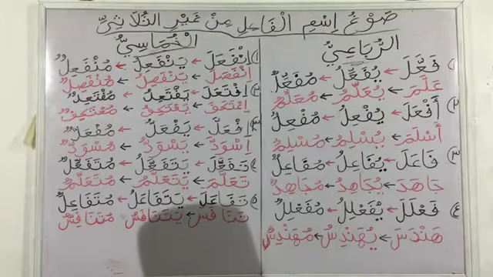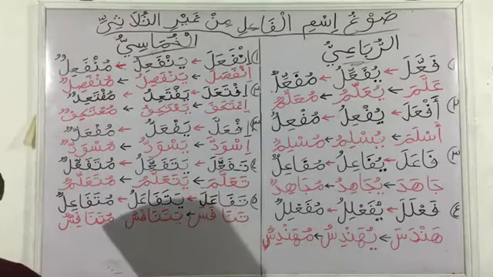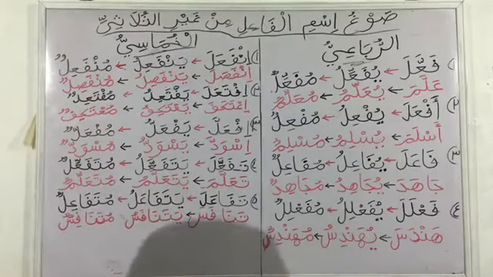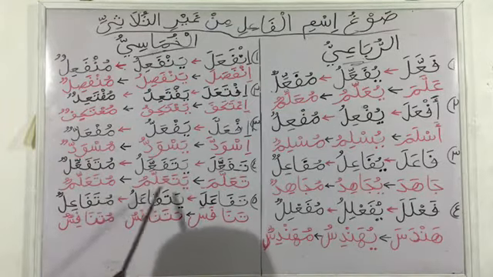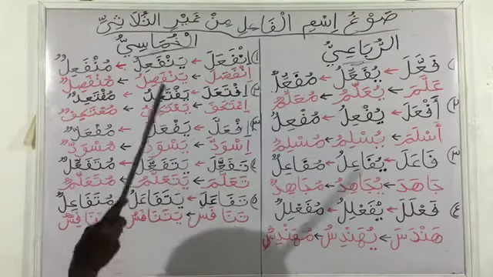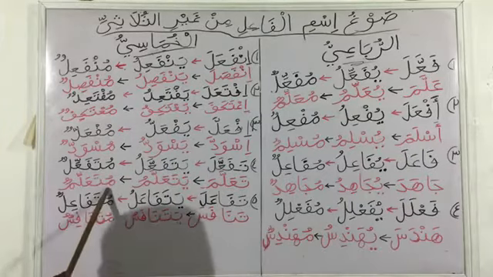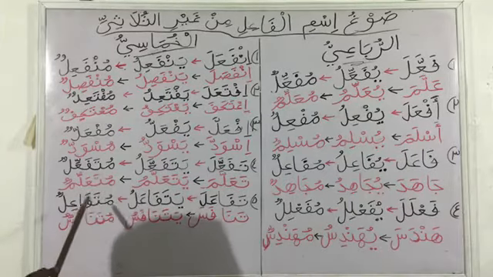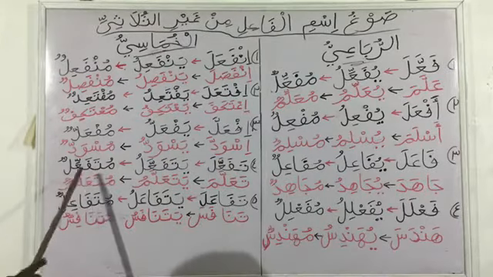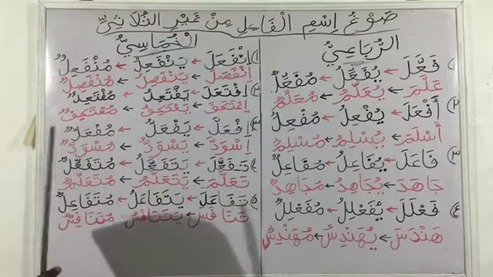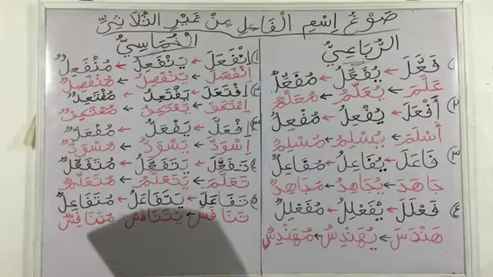So let's have an example. Ta'allama, he learned. Yata'allamu, he is learning or he learns. So when we want to turn it into Ismul Fa'il, we do exactly the same thing. We remove the harful mudari', we replace it with what? We replace it with a mim that has dhamma. And remember that the second to the last letter is going to have a kasra. So it is going to be what? Muta'allimun, a learner, a person that is learning.